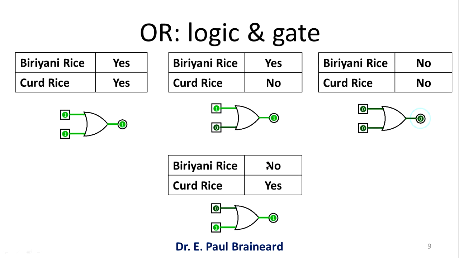Let us look at another condition. If you go to a hotel, assume that there are 2 dishes available, biryani rice and curd rice. For your hunger to be quenched, you should at least eat one dish. If you don't eat any of these 2 items, then you will still be hungry. So if at least one input is high, the output is high. This condition is represented by an OR gate.